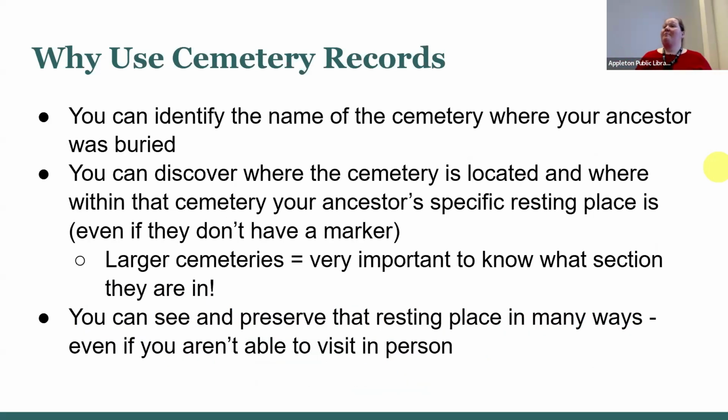Of course, through cemetery records, the big important thing that you're trying to do is identify the name of the cemetery where your ancestor was buried. You can also discover where that cemetery is located, and where within that cemetery your ancestor's specific resting place is, even if they don't have a marker. Depending on when in time, they might not have had a marker, maybe they couldn't afford one, or maybe they did at one time and it got damaged or destroyed or sucked into the earth and is no longer visible to you. Or maybe it's just so deteriorated that you can't read it. So there might be ways that you can figure out what those markers said.